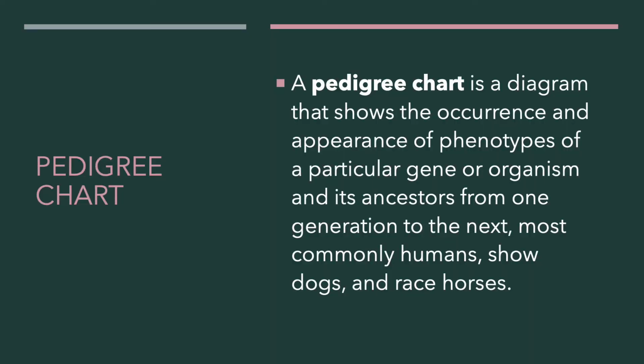A pedigree chart is a diagram that shows the occurrence and appearance of phenotypes of a particular gene or organism and its ancestors from one generation to the next, most commonly humans, show dogs, and racehorses. Even though our science is extremely advanced, we still use pedigree charts to determine how recessive alleles get passed through generations. So for your last activity on your worksheet, you have to fill out a pedigree chart.